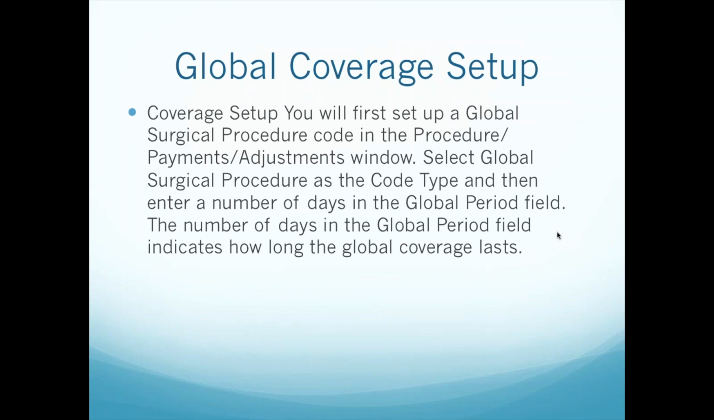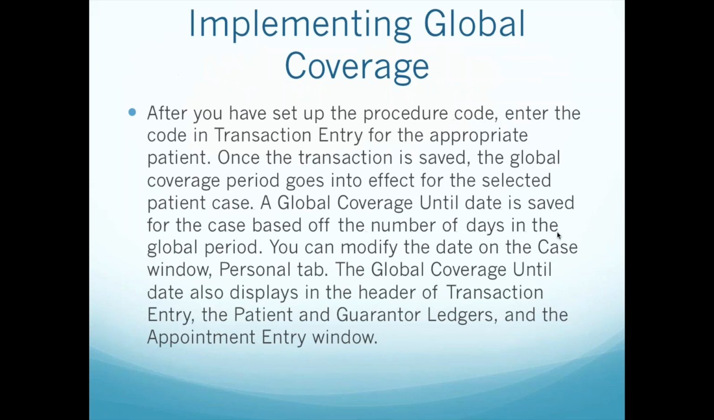So you will first need to set up the global coverage procedure. You need to find the CPT code for the global coverage. Then you're going to do the adjustment from the procedure adjustment list. We're going to select the procedure coverage, and mark it as falling under the global coverage. Then there's other setup that needs to be done inside the case. Then we're going to implement the global coverage.